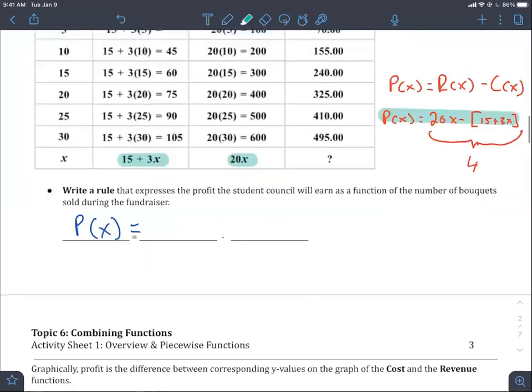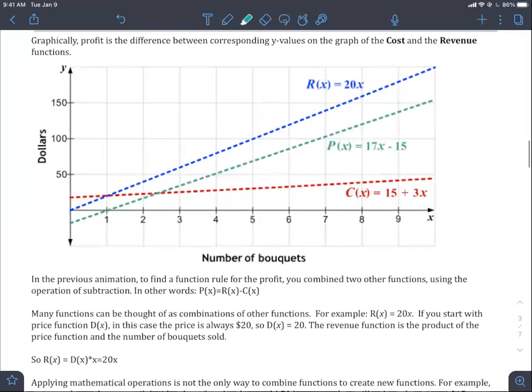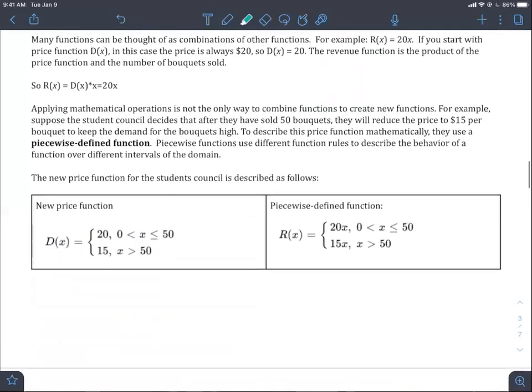Now, here's the deal. When we start looking graphically at the data, we're looking at the profit being the difference between the revenue and the cost. So in this scenario, we're combining two functions using subtraction, which is all well and good. But because this is technically an algebra level problem, now we've got to kick it up to some pre-calculus level stuff.